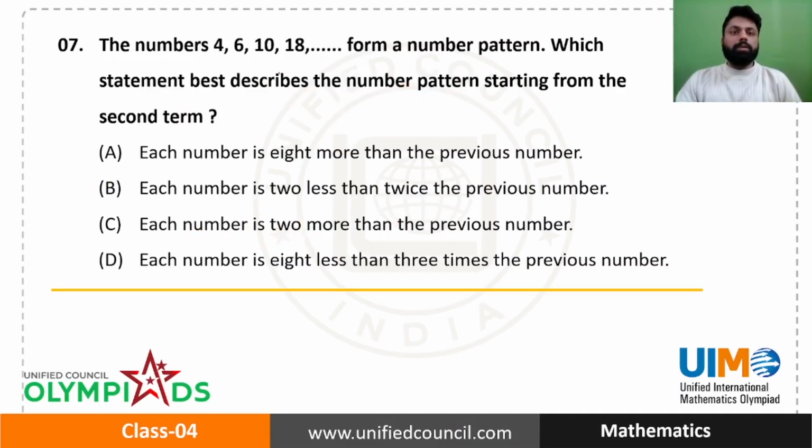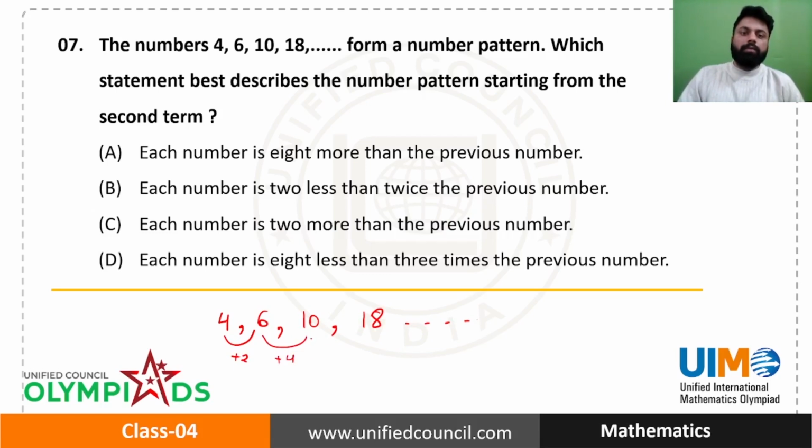The numbers 4, 6, 10, 18 form a number pattern. So see, 4, 6, 10, 18 and so on. From 4 to 6 we are adding 2. From 6 to 10 we are adding 4. From 10 to 18 we are adding 8. So here we will add 2, 4, 8, then we will add 16. So it will become the next number. We are just adding 2, then 2 multiplied by 2, then 2 multiplied by 2 multiplied by 2. That is how we are adding.